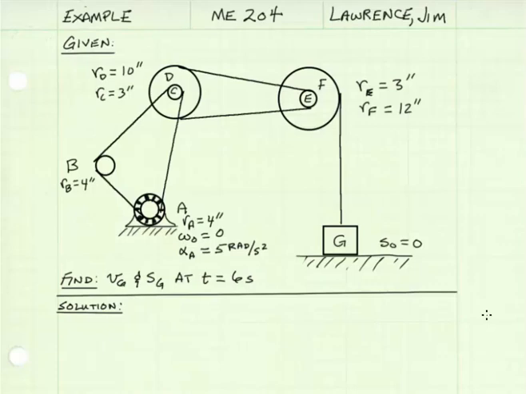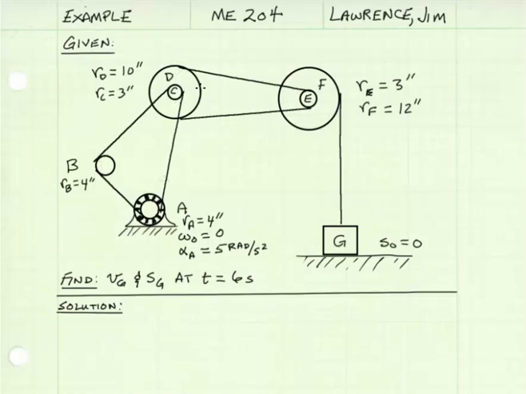In this problem, we have a motor here at A that has an inner wheel radius of 4 inches. It initially starts with an angular velocity of 0 radians per second, and it has a constant angular acceleration of 5 radians per second squared. That's connected to pulleys B and C with a belt.